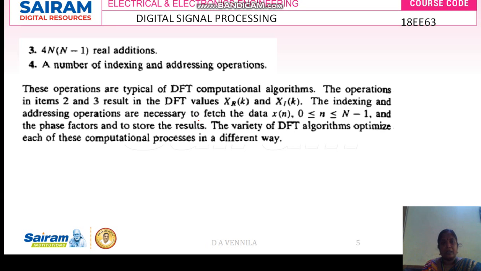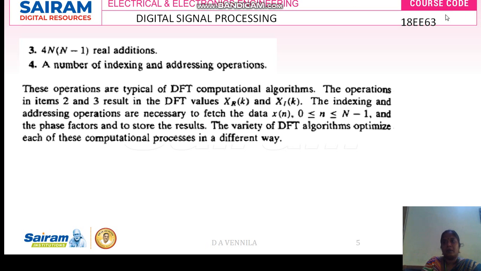In the DIT algorithm, first we decimate the given n point DFT into n by 4 point DFT, n by 2 point DFT and n point DFT. And in the DIF algorithm, first we compute the n point DFT, then the n by 2 point DFT, then the n by 4 point DFT. Likewise we find the DIT and DIF in order to compute efficiently. That's why we go for this type of algorithm.